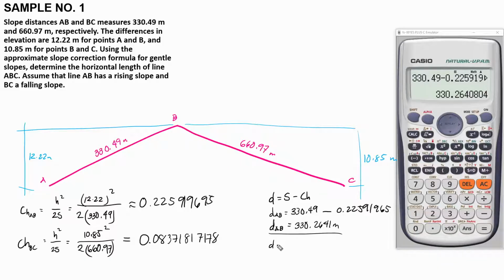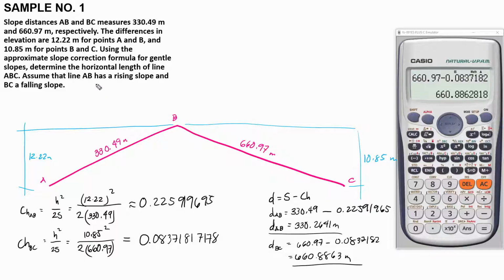As for the distance of BC, the horizontal BC, we do the same: 660.97 minus 0.0837182. That's what I'll put for now. So 660.97 minus 0.0837182 gives 660.8863 meters.